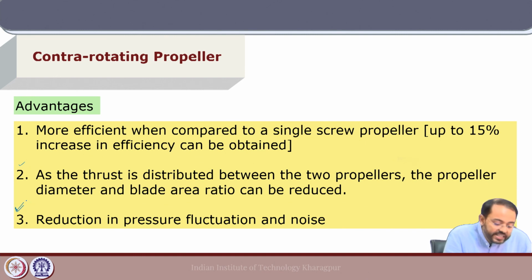The third point here is a possible reduction in pressure fluctuations and noise, because the two vortex systems from the two propellers in contra-rotating mode can cancel each other to some extent. That reduces the rotational energy losses in the slipstream, and the pressure fluctuations and noise due to the propeller operation can be reduced.